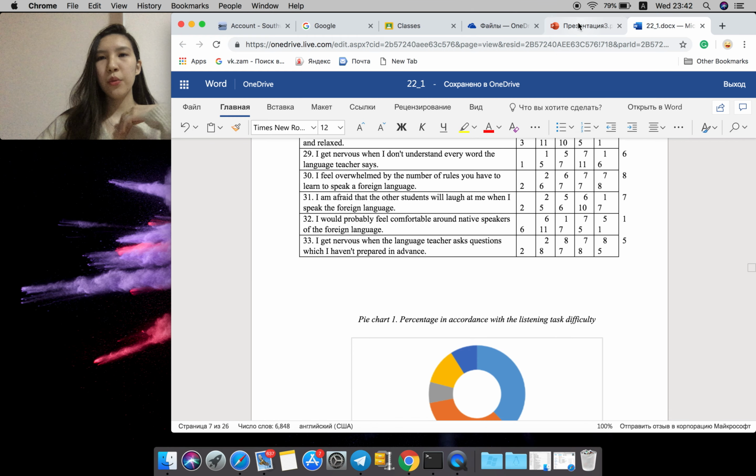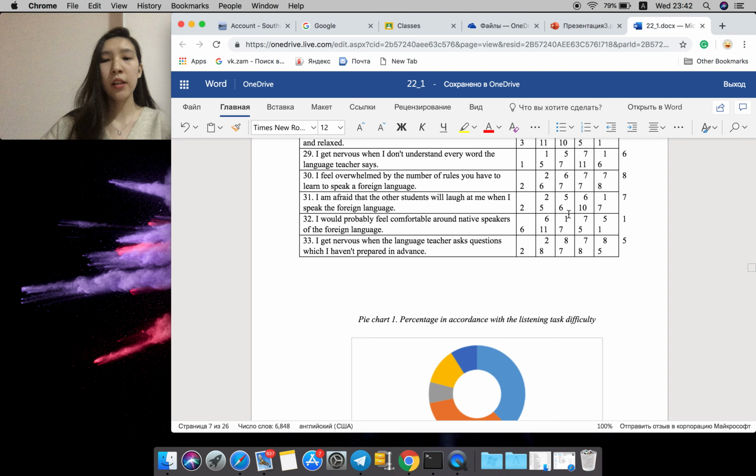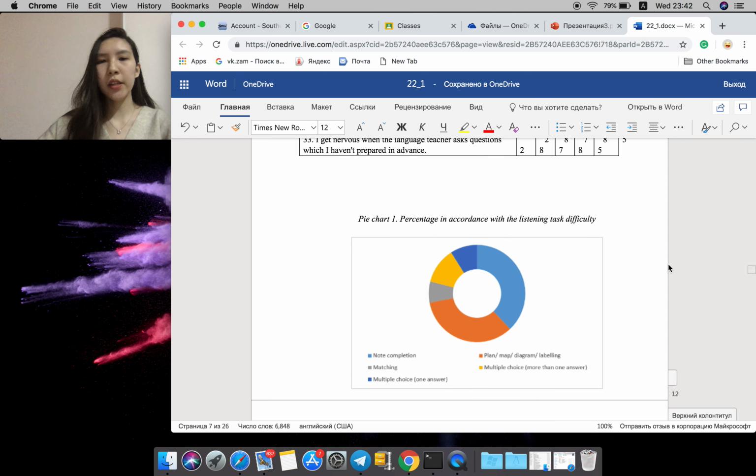In the second stage, I had a paper-based test, and I eliminated 20 students out of 30, keeping 5 who had the highest level of anxiety and 5 who had the lowest level of anxiety. First of all, they did a ranking scale of listening question tasks, and then they did an overall listening test, and this gave me these results.